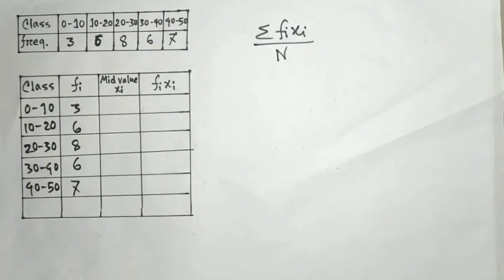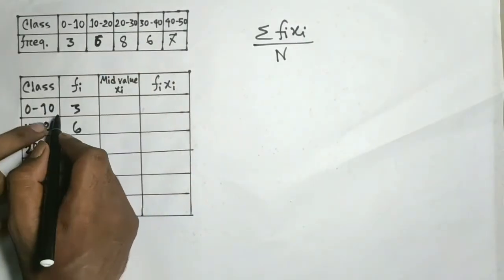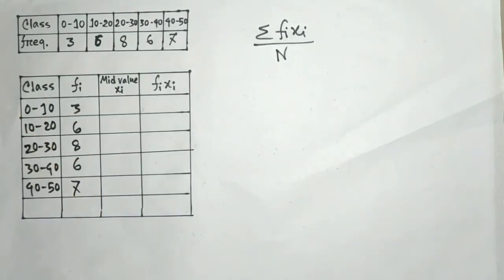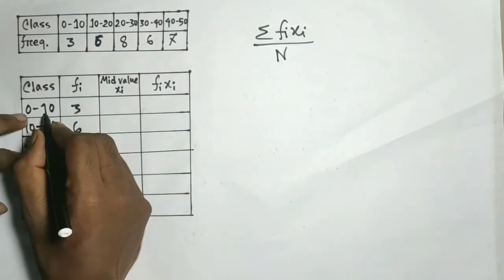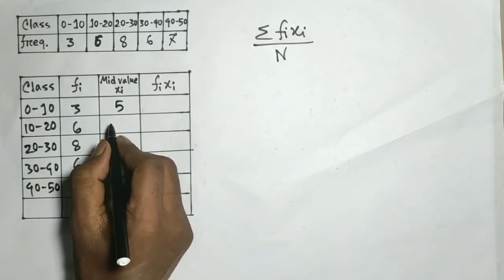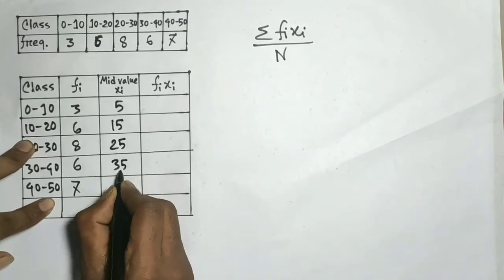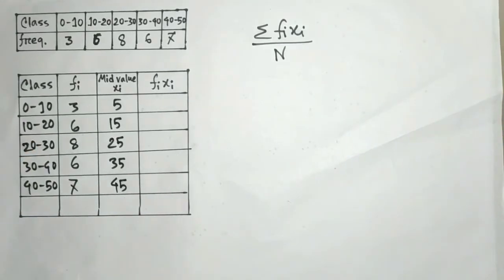And we all know how to find out the mid value, that is the summation of the upper limit of the class and the lower limit of the class, and then divided by 2. That is, 10 plus 0 divided by 2 is equal to 5, and by doing this process continuously we'll get the results, that is 15, 25, 35, and here it will be 45.